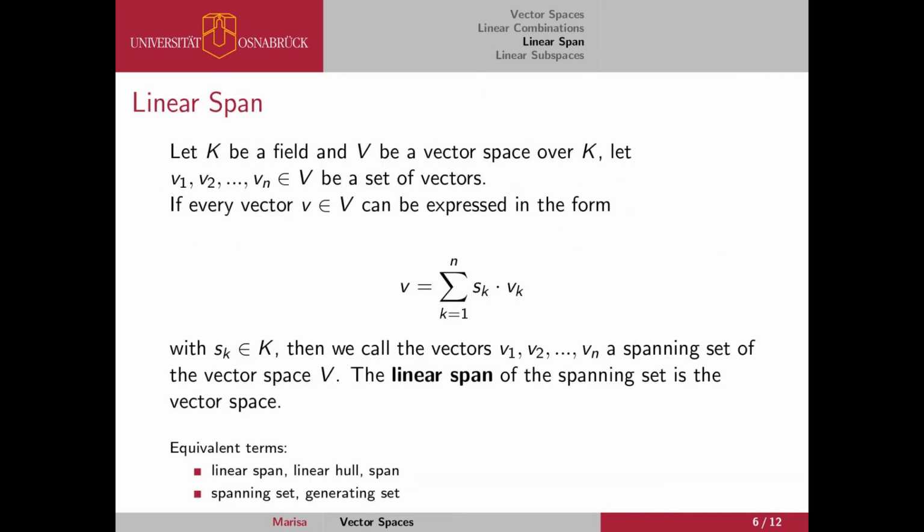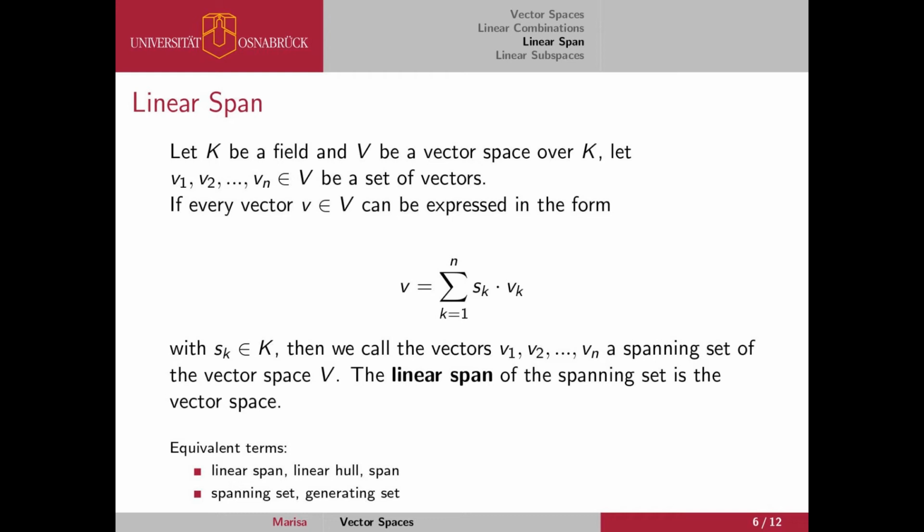Let us continue now with the concept of linear spans. Again, we have a vector space V over some field K, and we have a set of vectors v1 until vn, which belong to our vector space V. Now, if every possible vector v from our vector space V can be expressed in the form v equals the sum from k equals 1 to n of sk times vk, with sk being an element from the field K, then we call these vectors v1 until vn a spanning set of the vector space V.